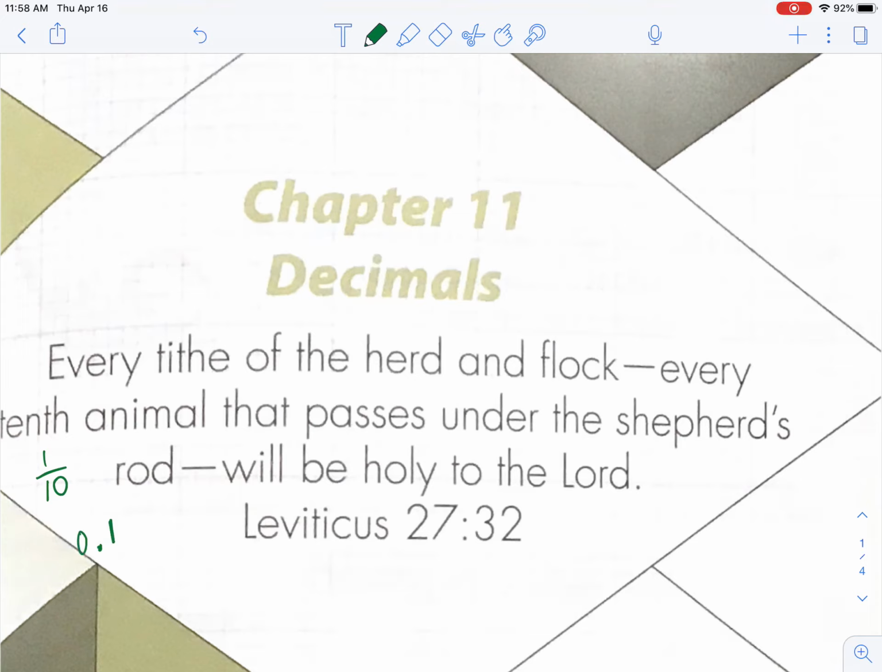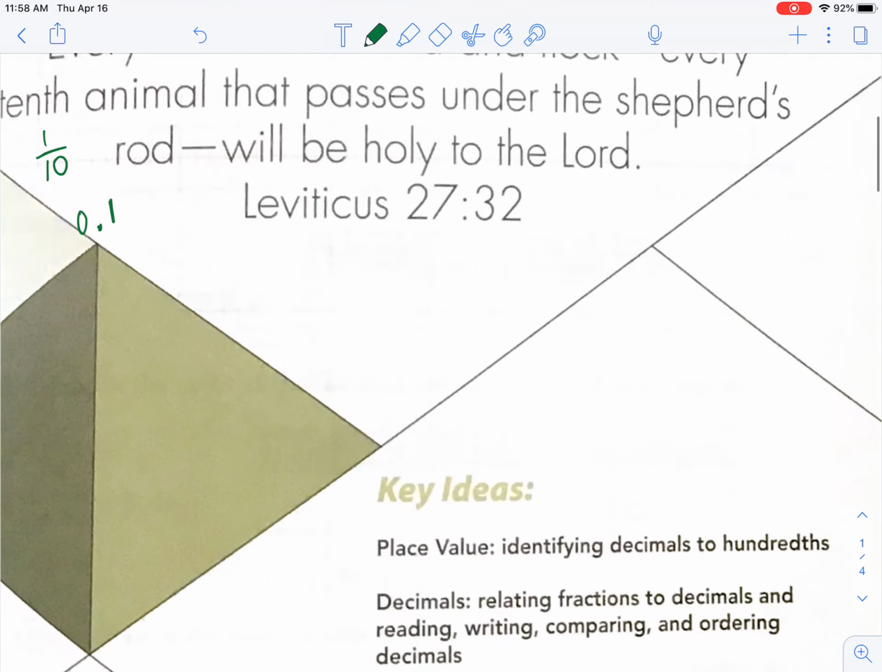We will see that. So, boys and girls, this is Leviticus. Genesis, Exodus, Leviticus, the third book in the Bible. We're talking fractions and decimals. So we are moving on to decimals.